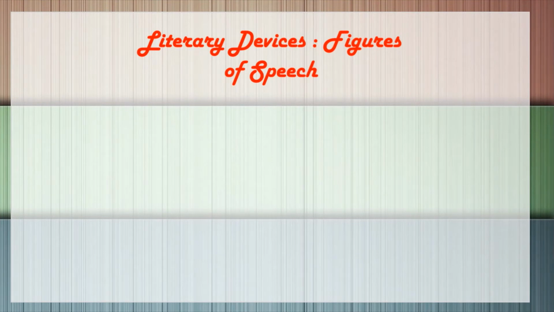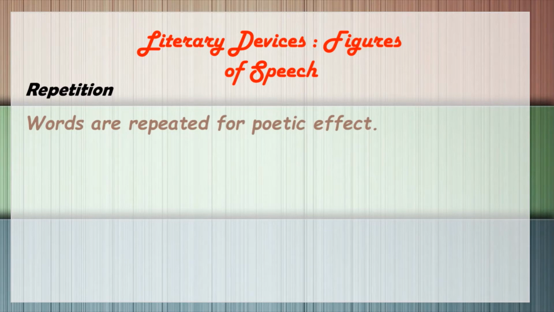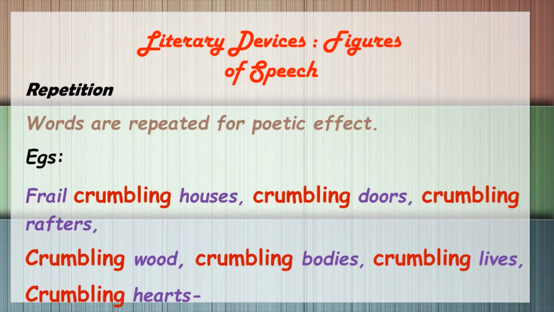The next figure of speech is repetition, where words are repeated for poetic effect. Let's see the example. In this poem, we find the following lines: "Frail crumbling houses, crumbling doors, crumbling rafters, crumbling wood, crumbling bodies, crumbling lives, crumbling hearts." Now in these lines, the word crumbling has been repeated umpteen number of times to emphasize the destructive power of the wind.